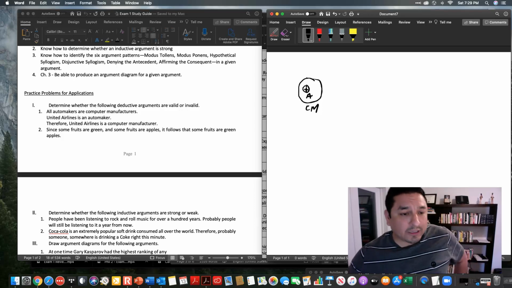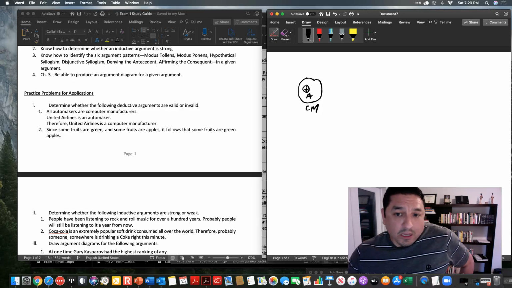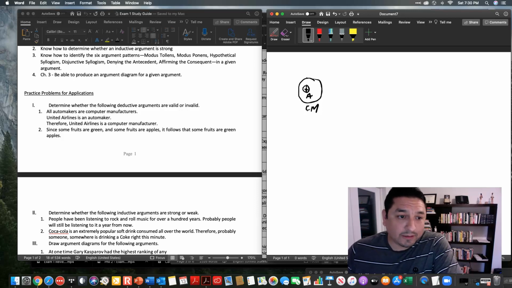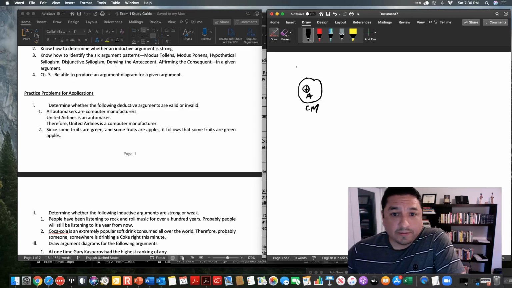So this is actually a valid argument, because it says that United Airlines is a computer manufacturer. With the information you've been given, you were necessitated in putting United Airlines within the class of automakers. And then the other premise tells you that all automakers are computer manufacturers. Well, if those two things are true, then it necessarily follows that United Airlines is a computer manufacturer. You couldn't conceive of it as being otherwise. Okay, so that argument is going to be a valid one.